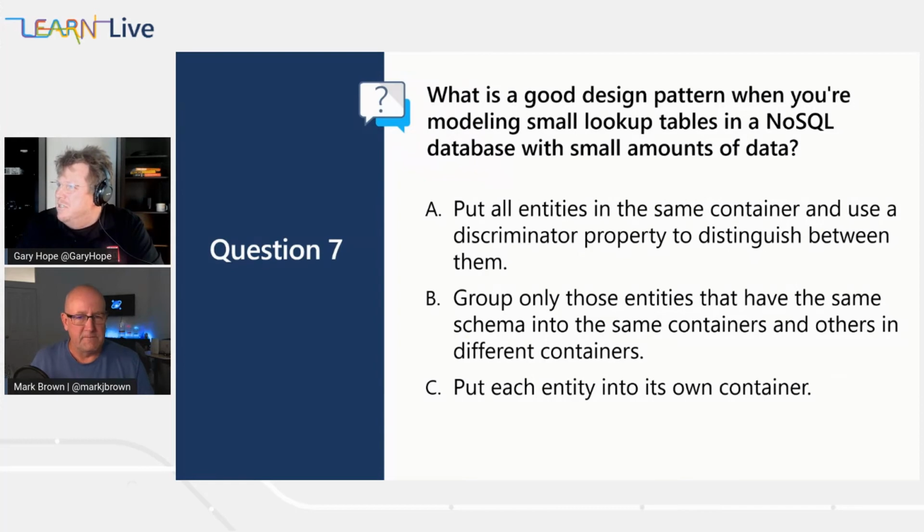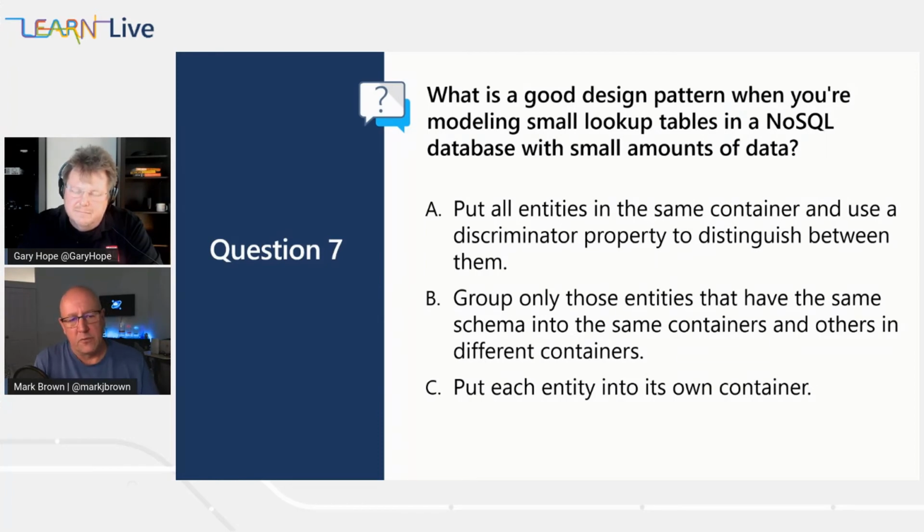What is a good design pattern when you're modeling small lookup tables in a NoSQL database with small amounts of data? Let's see, so some options here. Let's start from the bottom up. We could put each entity into its own container. That sounds terribly relational to me, and not the pattern we want to use.